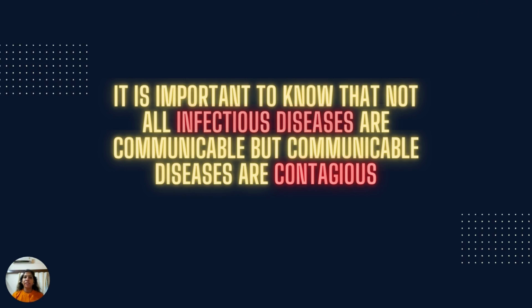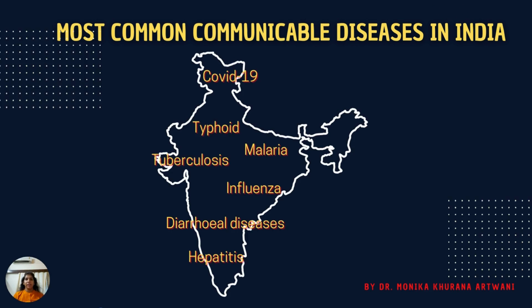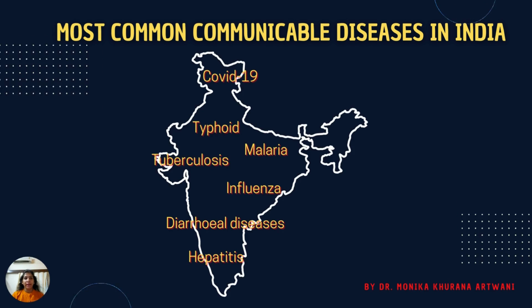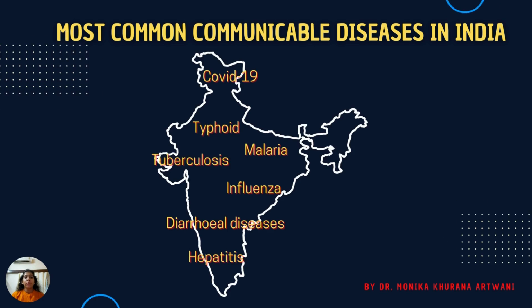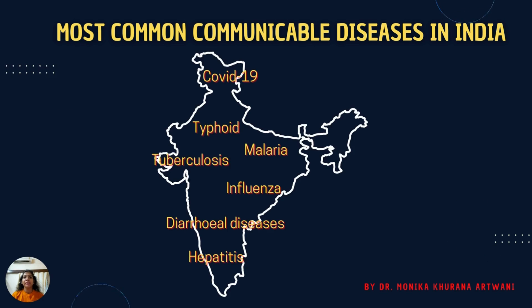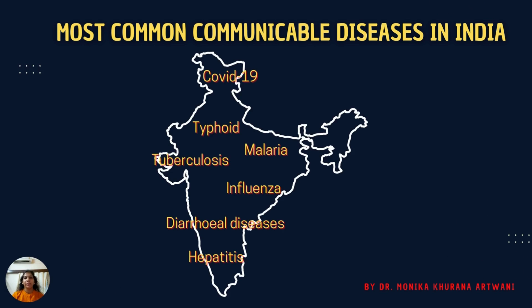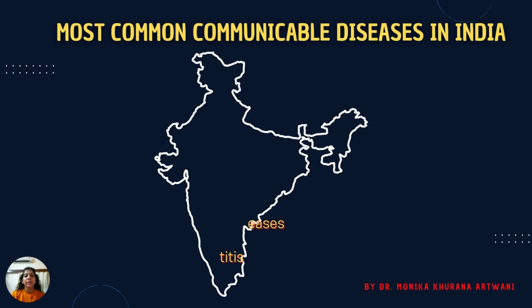So the broader term is infectious disease. Okay, let's proceed further, looking at the most common communicable diseases in India. As you can see in the diagram, COVID-19, typhoid, malaria, tuberculosis, influenza, diarrheal diseases, and hepatitis are all examples of communicable diseases which we commonly see in India.